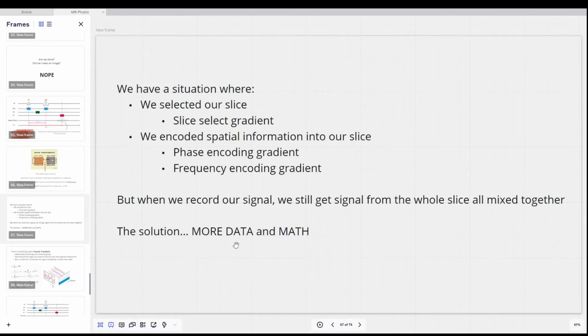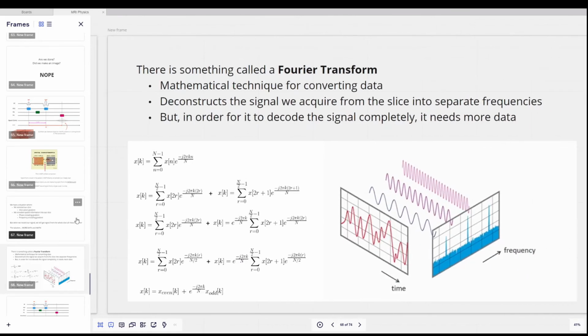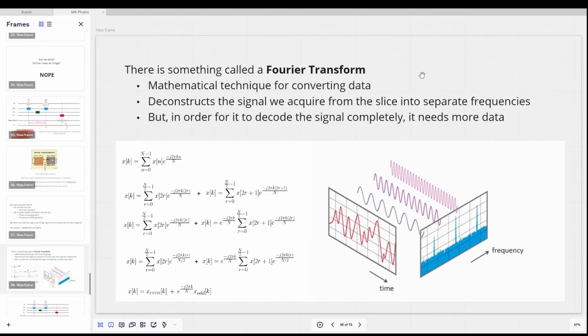So the solution is more data and math. So you may have heard of something called a Fourier Transform, which is scary and looks like this stuff.